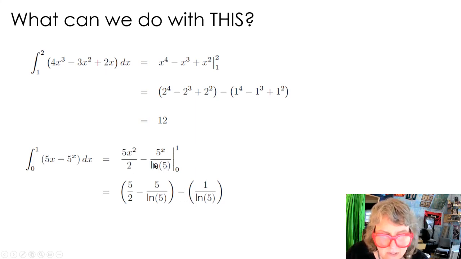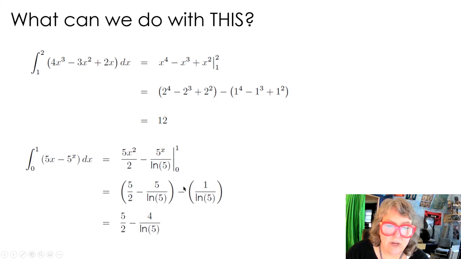That should actually be a plus, because you have a negative negative. I made a mistake, but on the next line, I correct myself. So 5 halves minus a negative 5 over natural log of 5 plus 1 over natural log of 5, I get a 4 over that. So see, that's not too bad.